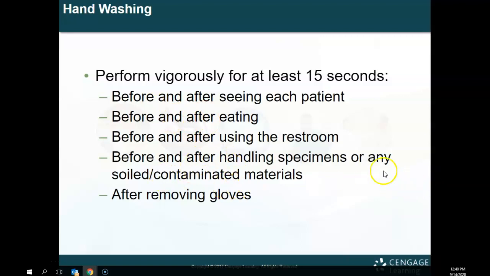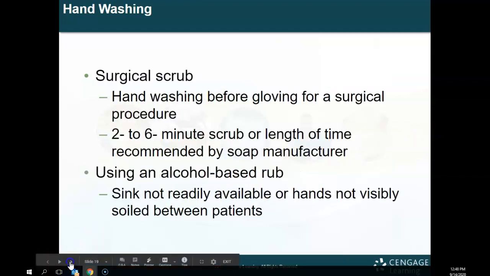Before and after handling specimens or any soiled, contaminated materials, even if you're wearing gloves, which you should be. If you're handling urine cups to do specimen drops or specimen dips, or you're doing throat cultures, you should be washing your hands every time before you put your gloves on. When you put your gloves on, you've got them on, and then after you take your gloves off, you wash your hands again, right? Because you're not just protecting yourself, you're protecting your patients. And you always, always, always wash your hands after you take off your gloves, okay? That is a requirement.